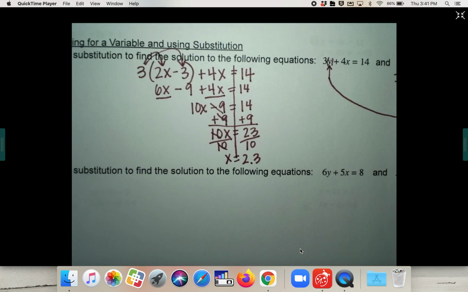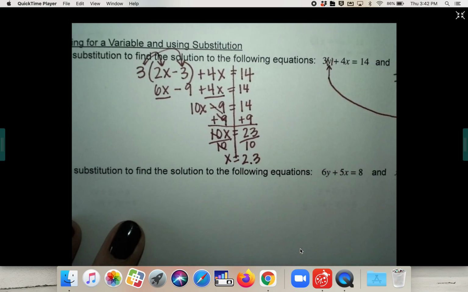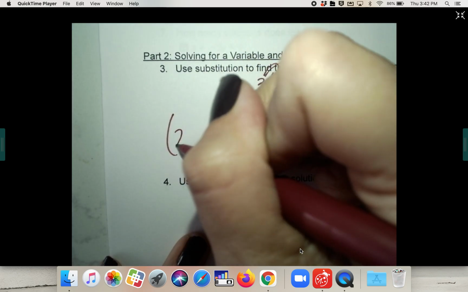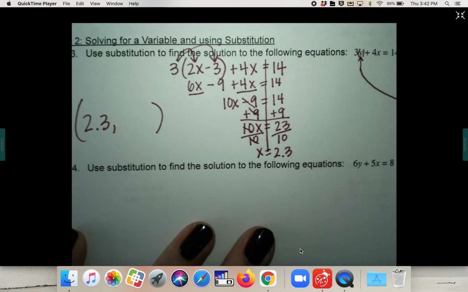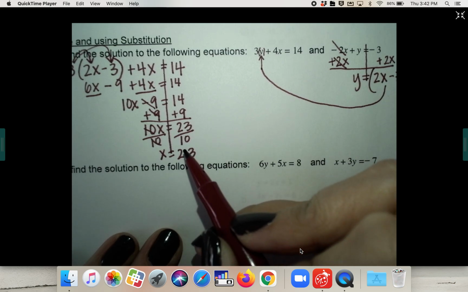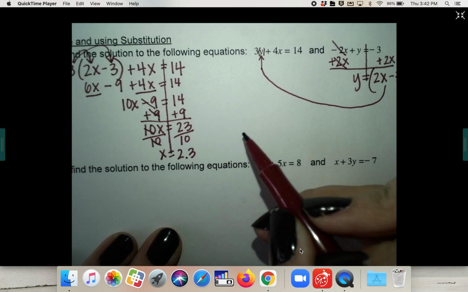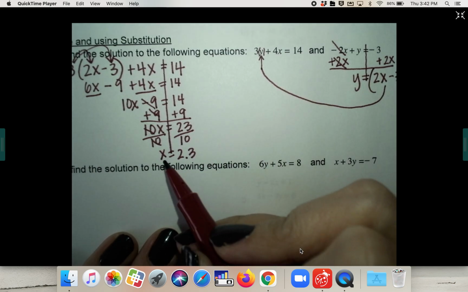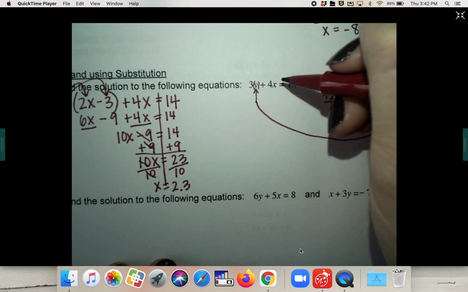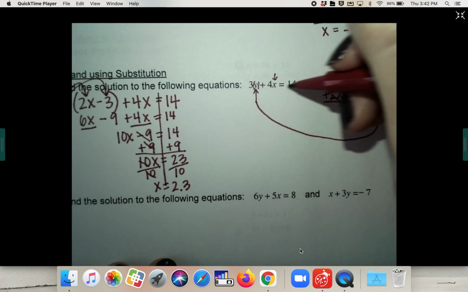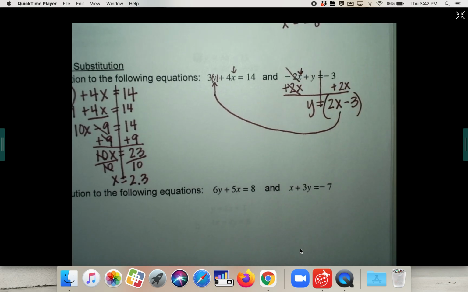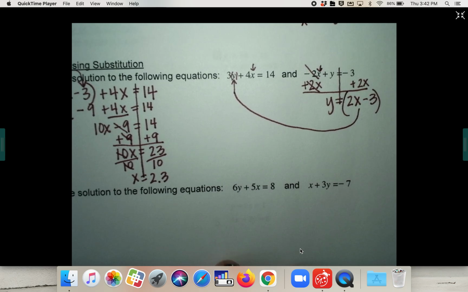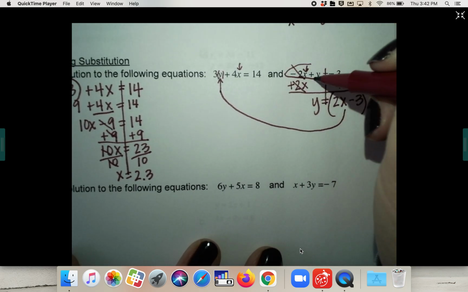And this is another reason that we would not want to graph this one. I don't want an intersecting point that is not an exact number. So our x coordinate is 2.3. 2.3 comma, we don't know what our y coordinate is. But now that we know what our x is, we can plug it in for x in either one of these equations. I can plug it in here, or I can go over and plug it in here, and it does not matter which one.